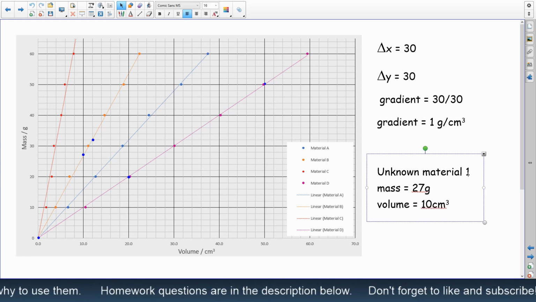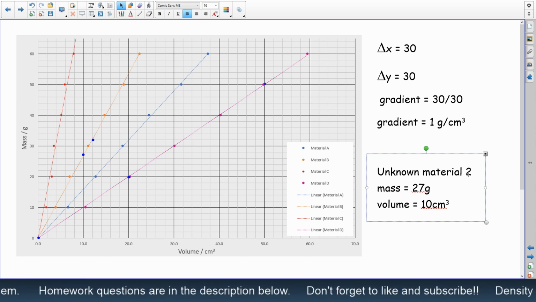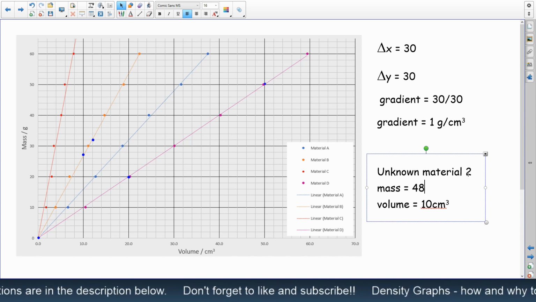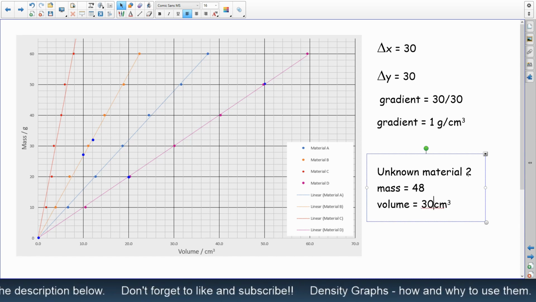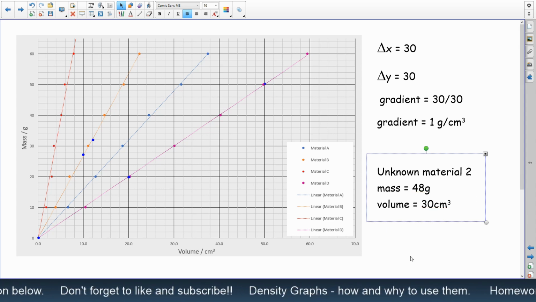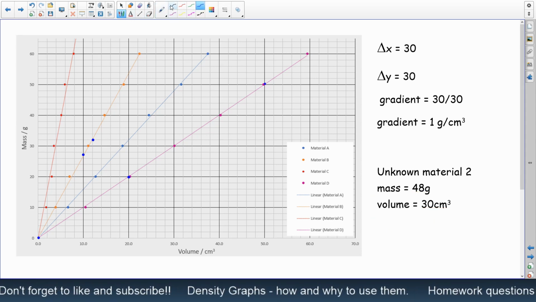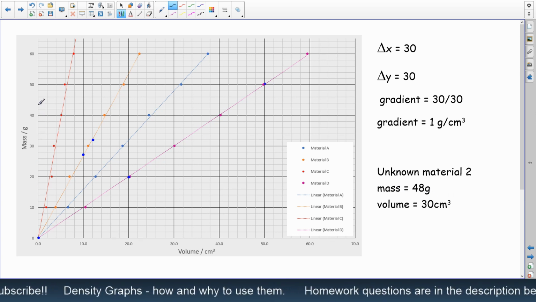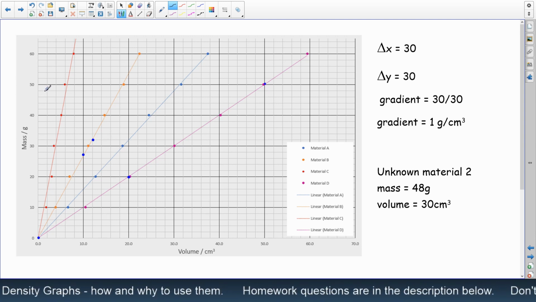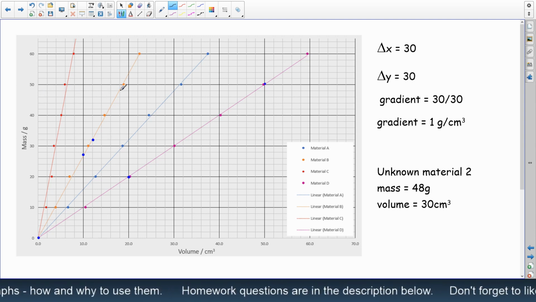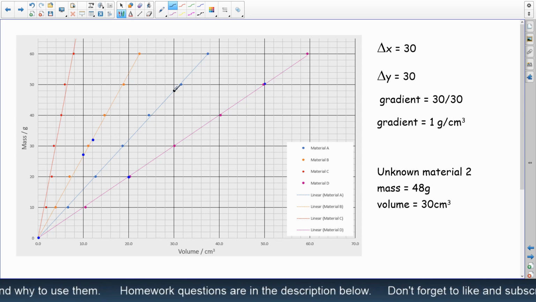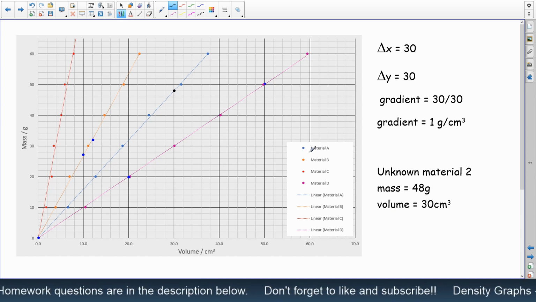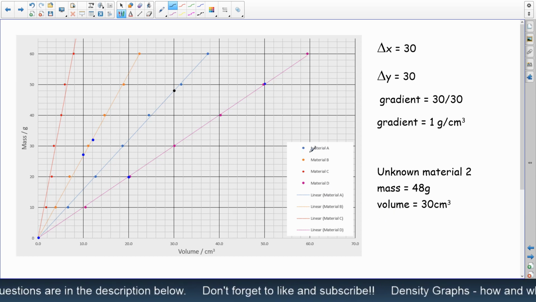All right, let's try unknown material 2. Try a different one. Let's say it has a mass this time of 48 grams and a volume of 30 centimeters cubed. And let's go and plot that point. So we'll get the black marker out for this one. So mass of 48, so we go up to 42, 4, 6, 48. And what do we say we had? We had a volume of 30. So there's 10, 20, 30. So that puts it bang on that line. So our unknown material 2 is actually material A. And we can use that to identify the various points.